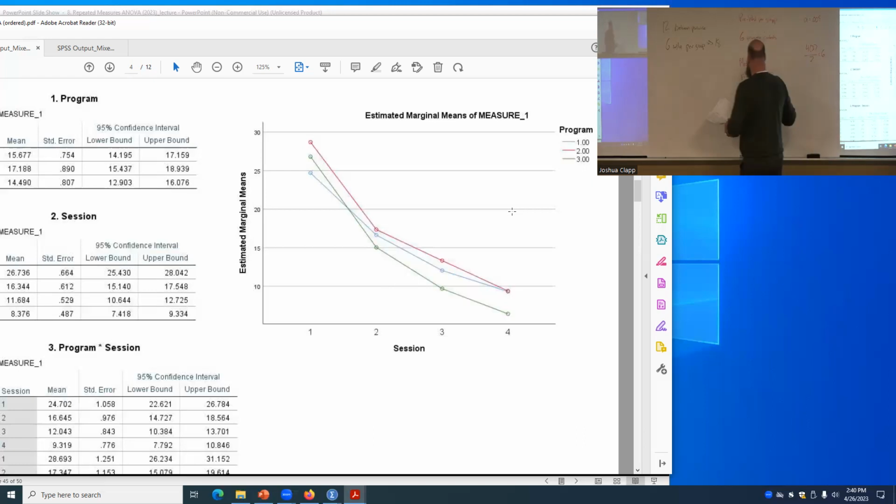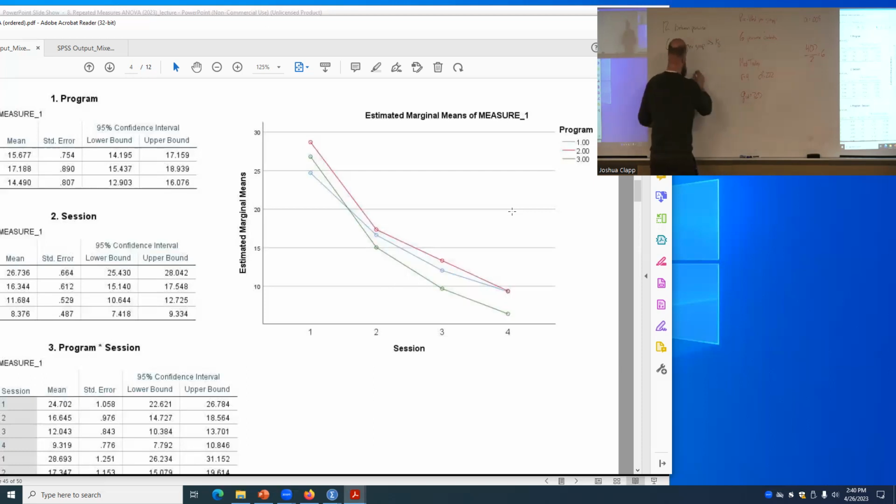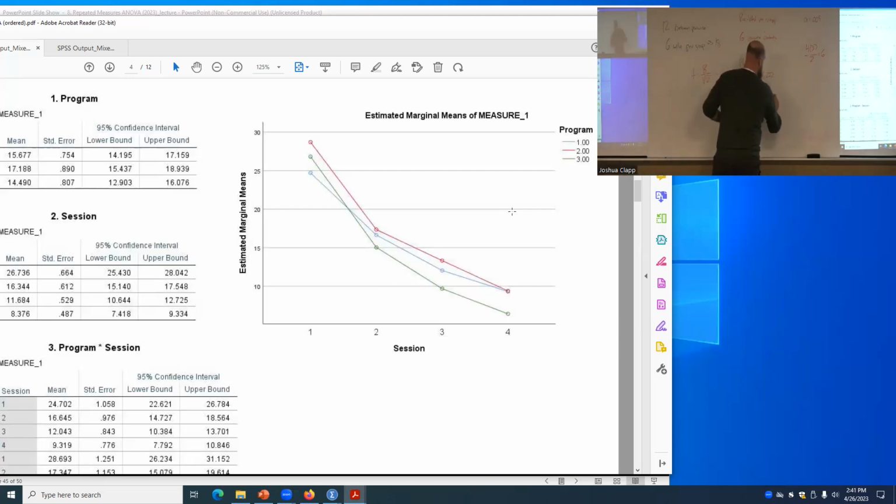So if I do this and look at a critical Q, my Q critical for R equals 4 and 222 degrees of freedom is going to be 3.67, right? And I know that T is equal to Q divided by the square root of 2, right? And so if I take that critical Tukey value, I can turn that into a T critical of 2.60.